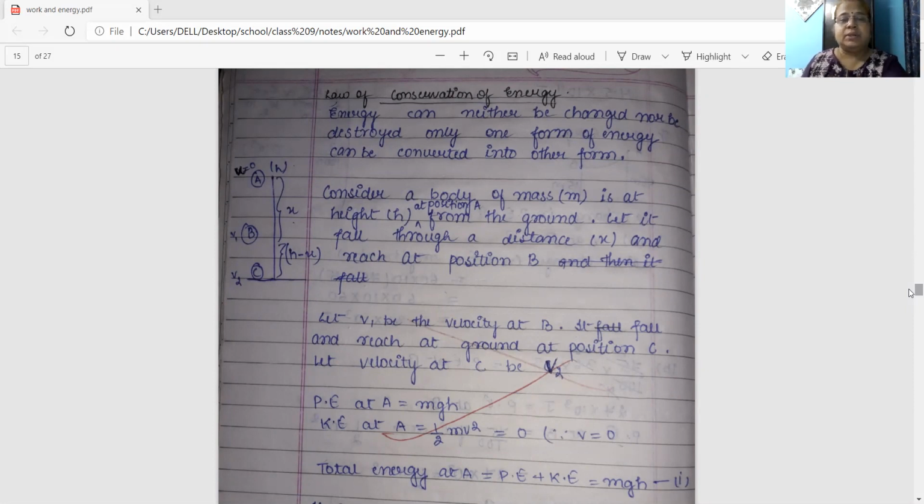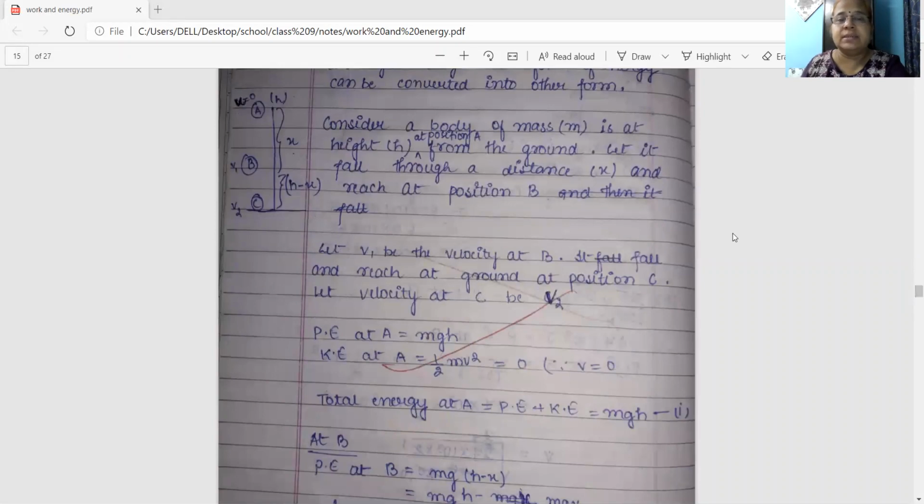In class 9, you are supposed to state and prove it. So the statement is: energy can neither be created nor destroyed. One form of energy can be converted into another form. Now its proof. For proving it, consider a body of mass m. Let it be at a height h from the ground.